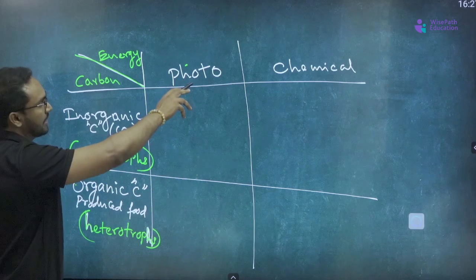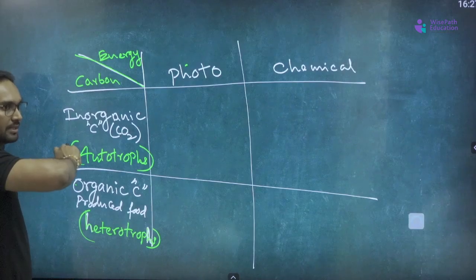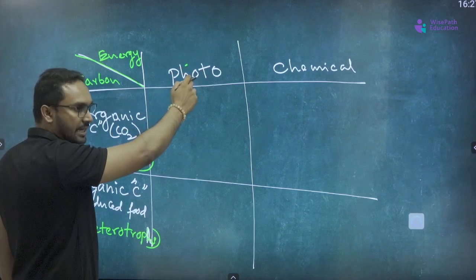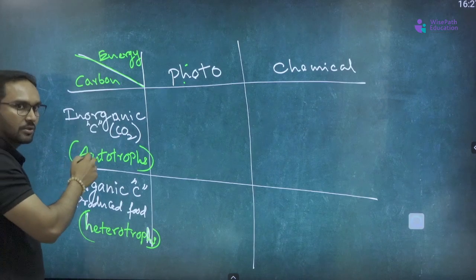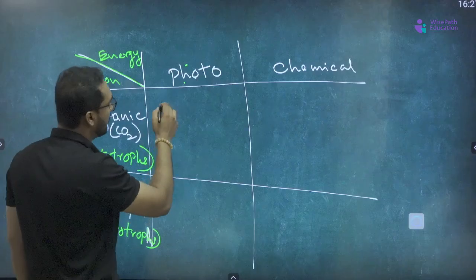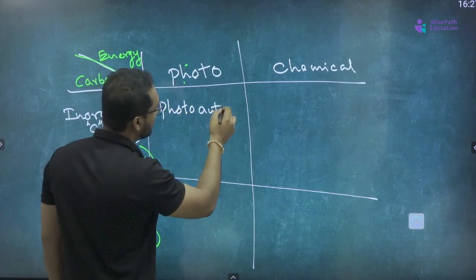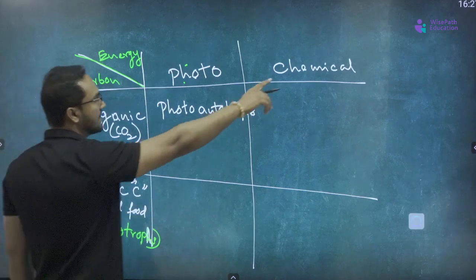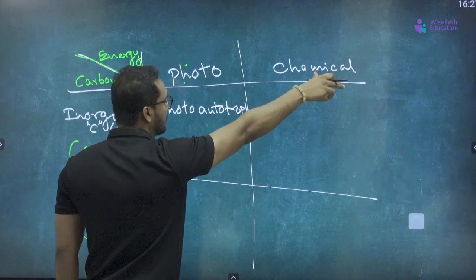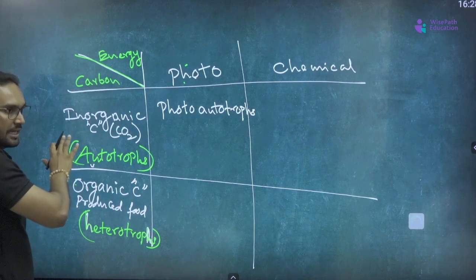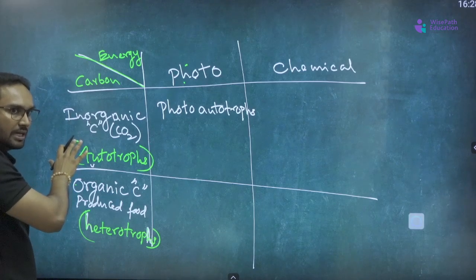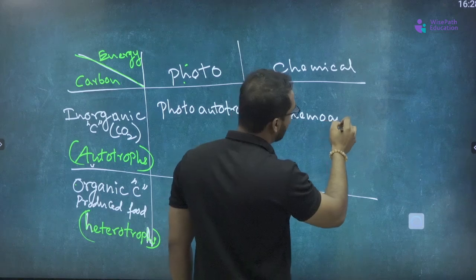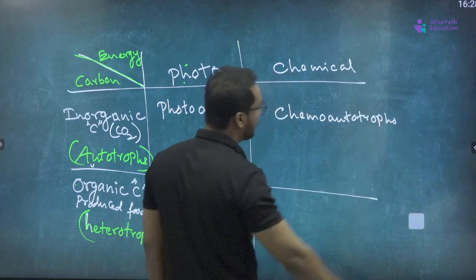If any organism is using photo energy as the energy source and inorganic carbon as the carbon source, they are called photoautotrophs. And if any organisms are using chemical energy and inorganic carbon as their carbon resource, they are called chemoautotrophs, right?